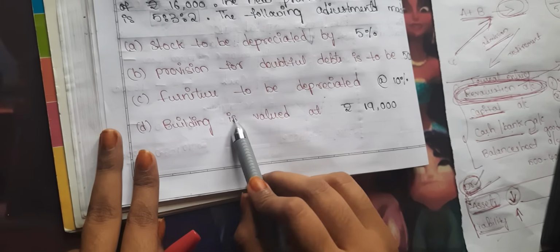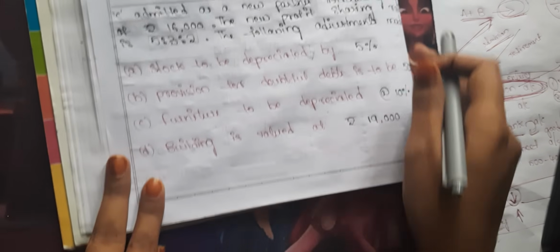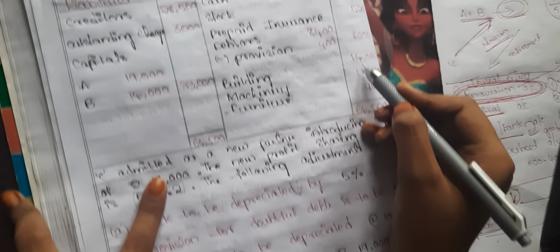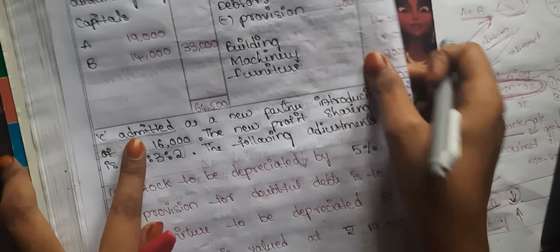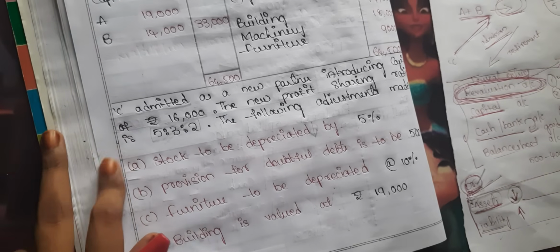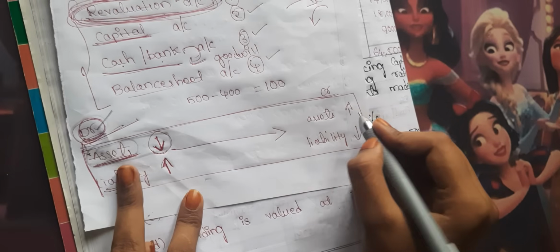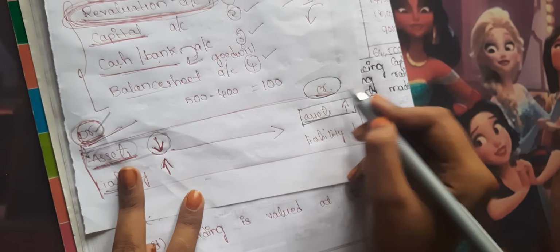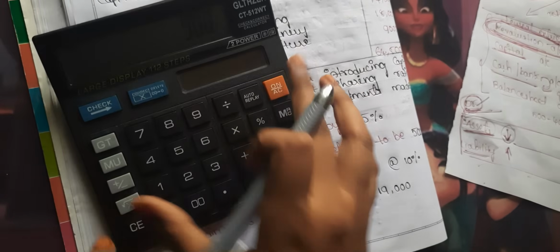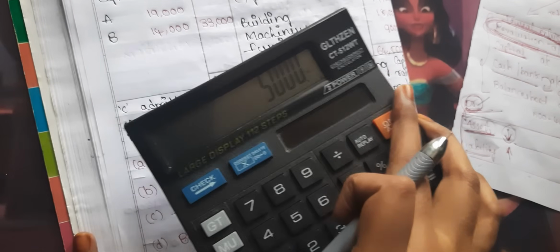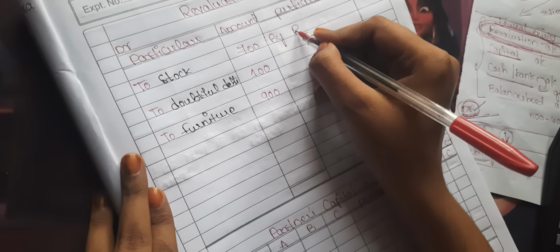Next adjustment, building is valued at 19,000. बिल्डिंग का अमाउंट कितना है पहले वो देख लेना. बिल्डिंग 14,000 ही थी. Okay, it was only 14,000 but it is valued at 19,000 at present now. So the building is asset. Asset value got increased. When the asset value is getting increased, where we are taking? We are taking in the credit side. 19,000 minus 14,000 कितना हो रहा? 5,000 it is.